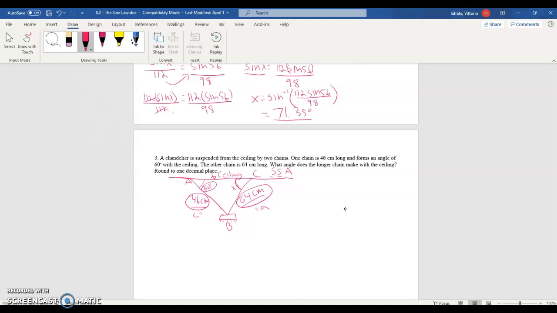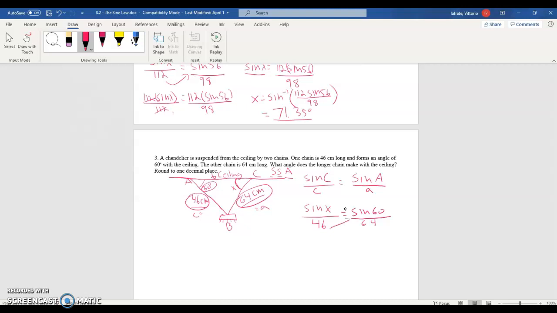So we want to find an angle, so we're going to write our sine law with the angles on top. So we know that sine of angle C over little c, side C, is equal to sine of our known angle, which is angle A, over a known side, side A. And so now I can plug in numbers. Sine of angle C, which is x, over length of side C, which is 46, is equal to sine of 60 over length of side A, which is 64.